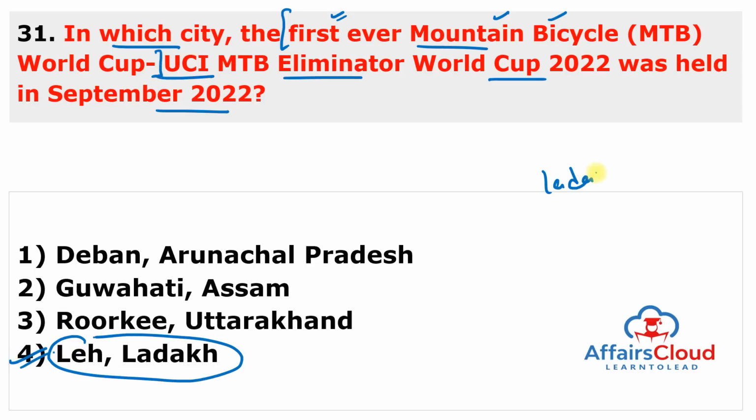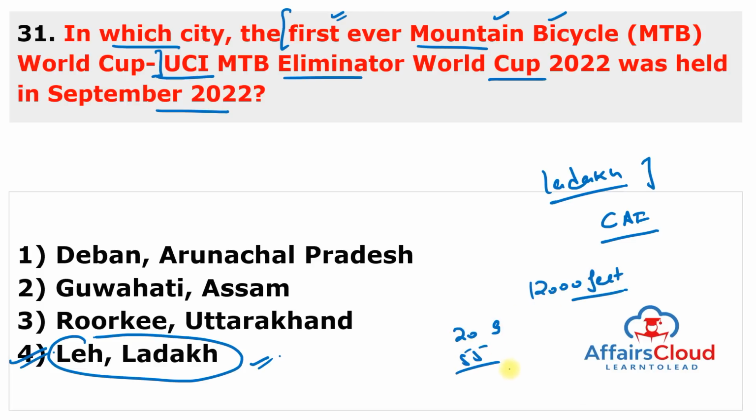So Ladakh Police in collaboration with the Administration of Union Territory of Ladakh and Cycling Association of India organized the first ever Mountain Bicycle World Cup Eliminator World Cup 2022 in Leh, Ladakh. And the event took place at a height of over 12,000 feet above sea level. Even 20 international, 55 national and local cyclists participated in the World Cup competition. And the top 5 cyclists in both men and women categories reached the podium in the World Cup.